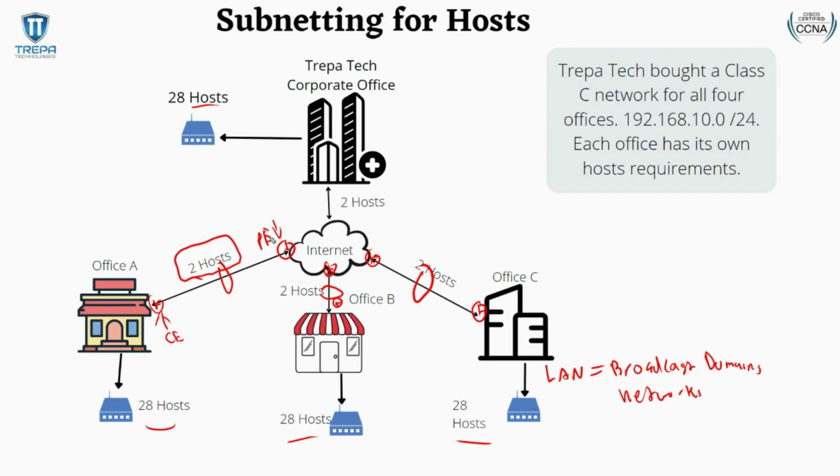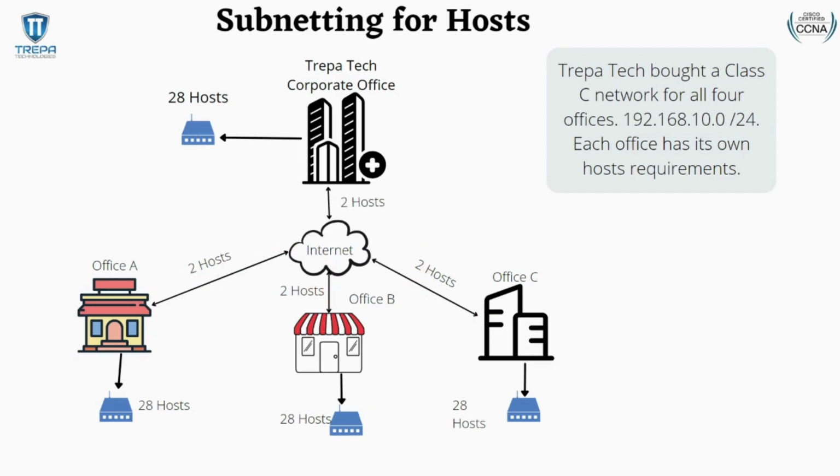Okay, so now we're going to have to break down this starting network into how many different subnets? 1, 2, 3, 4, 5, 6, 7, 8. Now let's go ahead and do it.